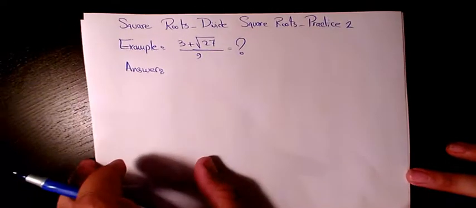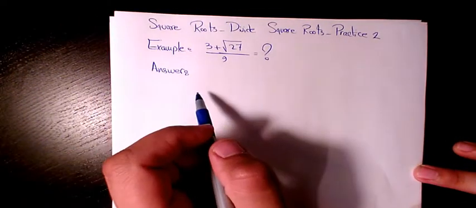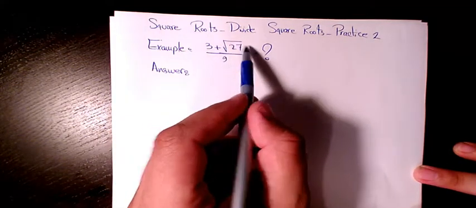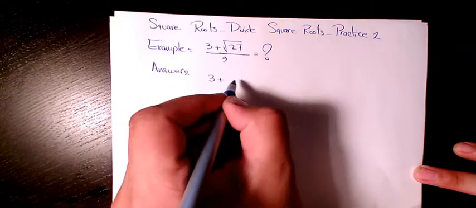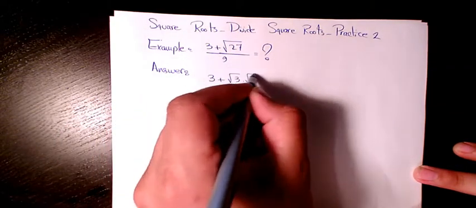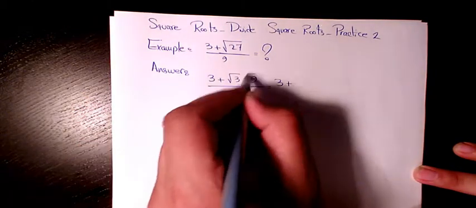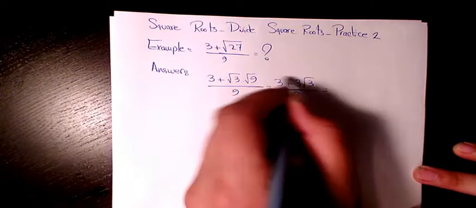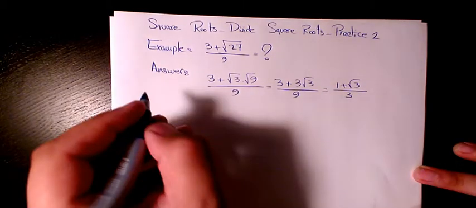In this video I want to give you some more practice questions regarding dividing square roots. The first example is 3 plus root 27, divided by 9. The answer will be: 27 is root 3 times root 9, so 3 plus root 27 becomes 3 plus root 3 times root 9, divided by 9. Root 9 is 3, so it's going to be 3 plus 3 root 3 divided by 9. And when you simplify it, it's going to be 1 plus root 3 divided by 3.